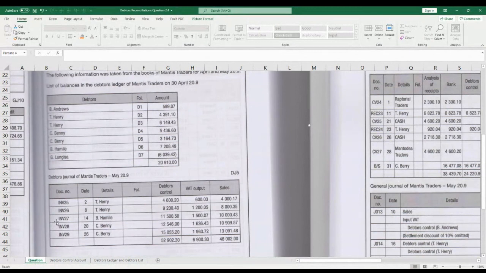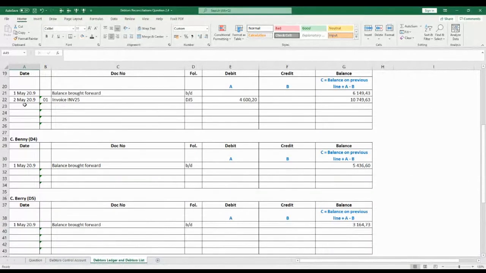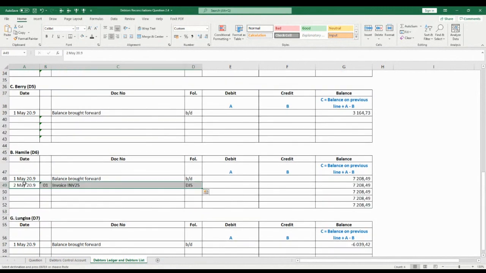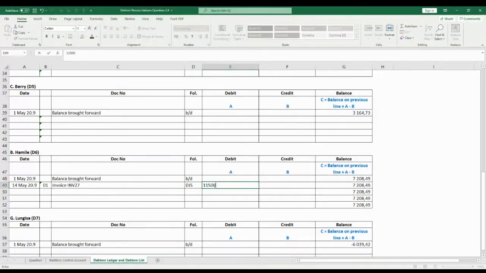Okay, so if I look at the journal account, this line item tells me the docket number is invoice 27. It was on the 14th and it was for 11,500. So what I would do, just going to copy the information here from the top so I don't have to type all of it over again. So we said it's on the 14th of May. It's invoice number 27. The code will be 01. It's still debtors journal 5, and the amount was 11,550 is what I add onto B. Hamill's account.